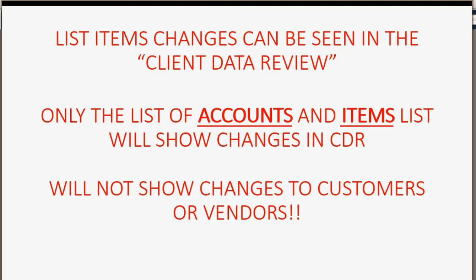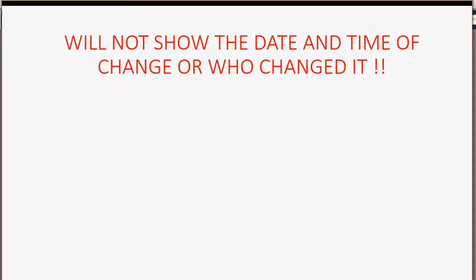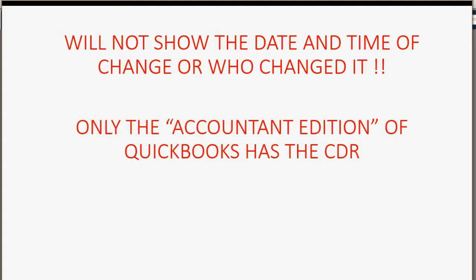So if someone has permissions to access the customer and vendor area, you will not know what has been deleted or changed by either the Client Data Review or the audit trail. It will not show the date and time of the list change and who changed it. So for chart of accounts or items list, it will show a change, but it won't show the level of detail that's shown in the audit trail when it shows transaction changes.